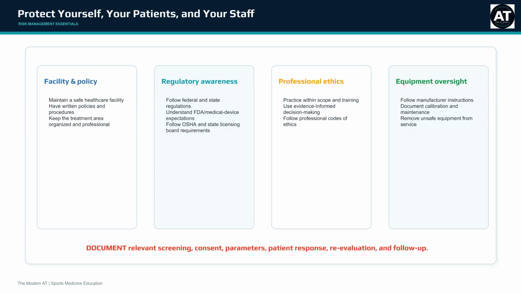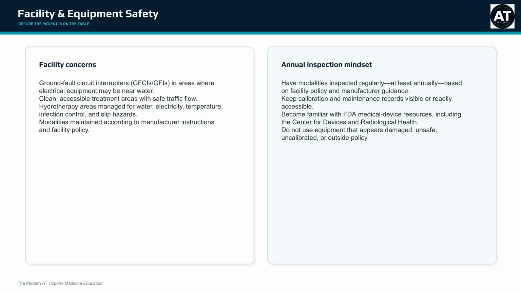The record should make the clinical reasoning understandable after the visit is over. Facility safety should be addressed before the patient is positioned. Electrical equipment used near water requires appropriate safeguards, such as ground fault circuit interrupters, and hydrotherapy areas need attention to water, electricity, temperature, infection control, and slip hazards.